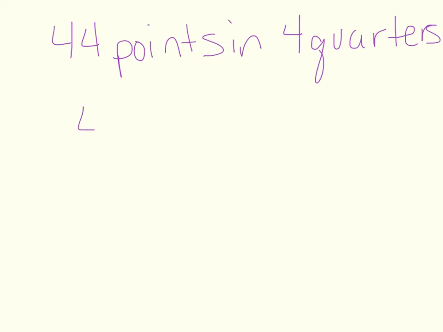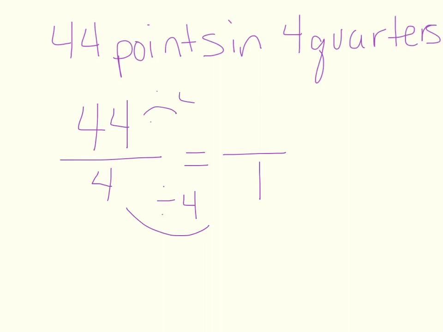Okay, you should have set up your fraction as 44 points in 4 quarters. But we need to get it so that the denominator equals 1. So what we're going to do is divide by 4 on the top and divide by 4 on the bottom. Our fraction ends up being 11 over 1. What does that mean though? It means that you have 11 points in 1 quarter. So you need to make sure that you label your fraction and just don't have down 11 over 1.